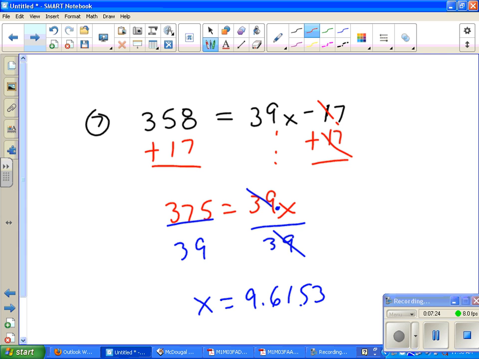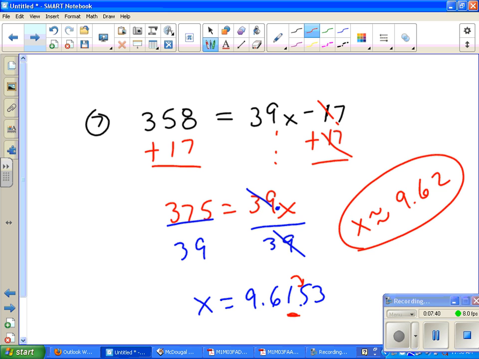We're interested in the hundredths place. So 1, you look to the number directly to the right. 5, that number is 5 or greater, so that 1 is going to go up and become 2. So x is approximately 9.62. Correct answer.